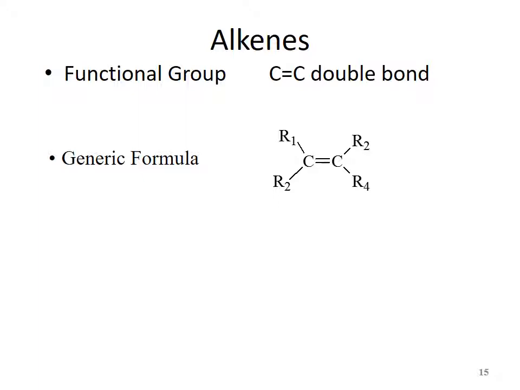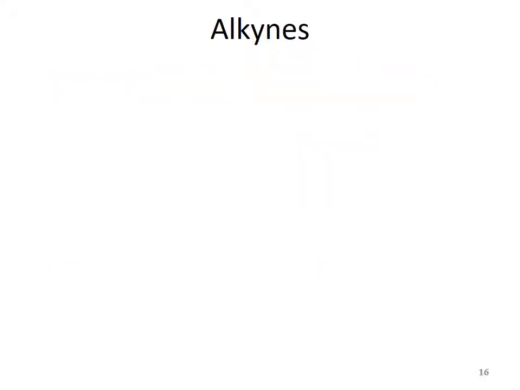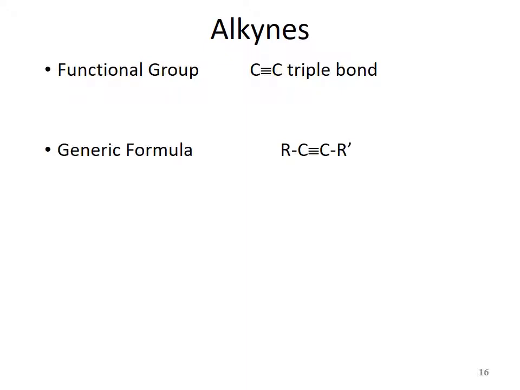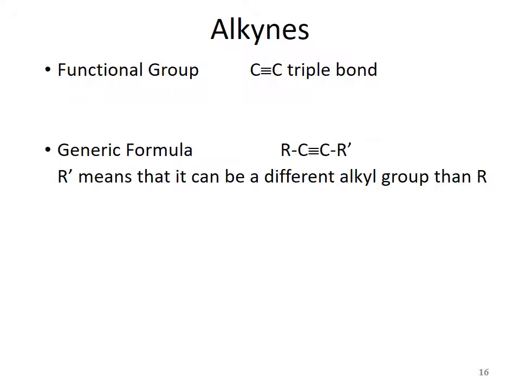Okay, so take ethene, and then you're going to have your alkynes. And you'll also see it this way, the R prime. If you see an R and then an R prime, that just means that it's different than R.